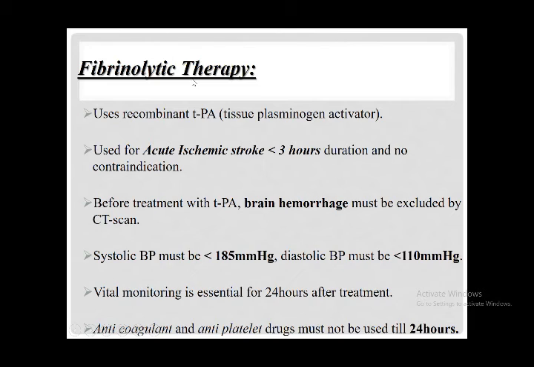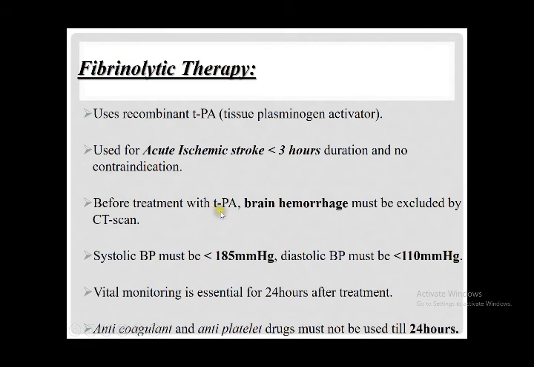What is the third important acute ischemic stroke therapy, and the most important, but it is very limited in use because of the therapeutic window time, which is less than 3 hours or sometimes up to 4.5 hours. If there is no contraindication, you can use recombinant TPA or tissue plasminogen activator therapy, which lyses the thrombus leading to ischemic stroke.